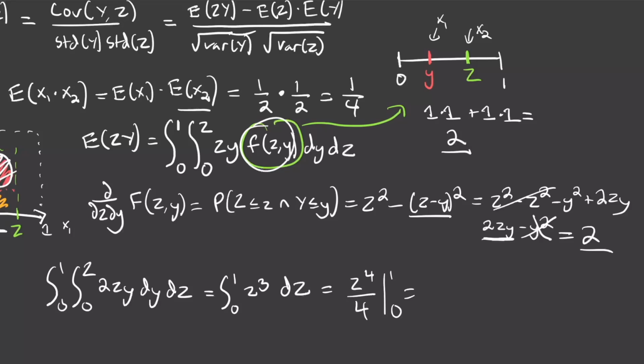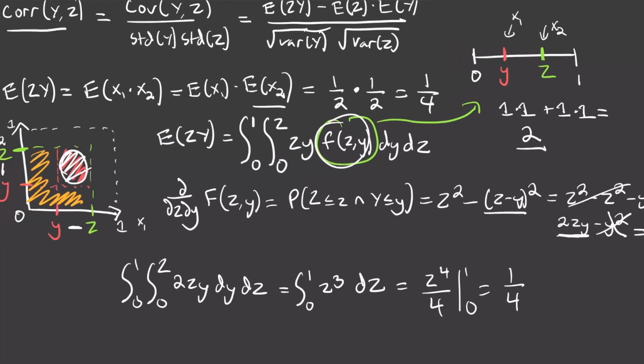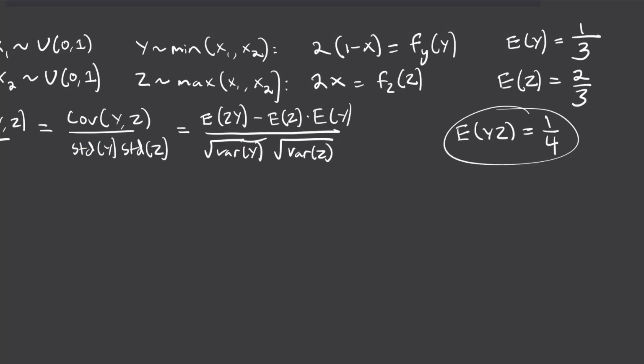Evaluated from 1 to 0, that's just going to be 1/4. So again, you can see we get the same exact answer that we did up here. The final answer for the expected value of z times y is 1/4. Okay, so now new page, I've calculated all these things that I can plug into the top, so I just need to basically calculate the bottom part.